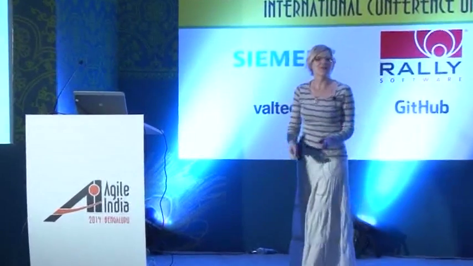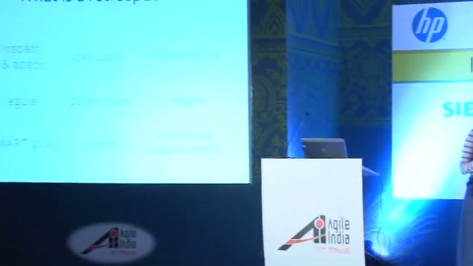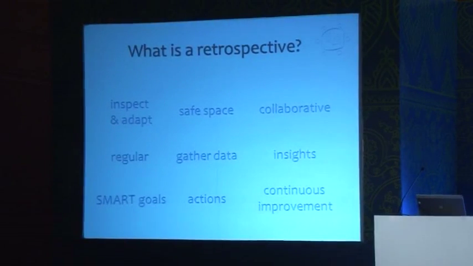Okay, so hopefully, amongst your discussion, you'll have had some of these words, things like inspect and adapt, gathering data, continuous improvement, SMART goals, goals of any sort. SMART: specific, measurable, attainable, relevant, time-bound. There are a few variations on that. So we use retrospectives to get better at what we do.